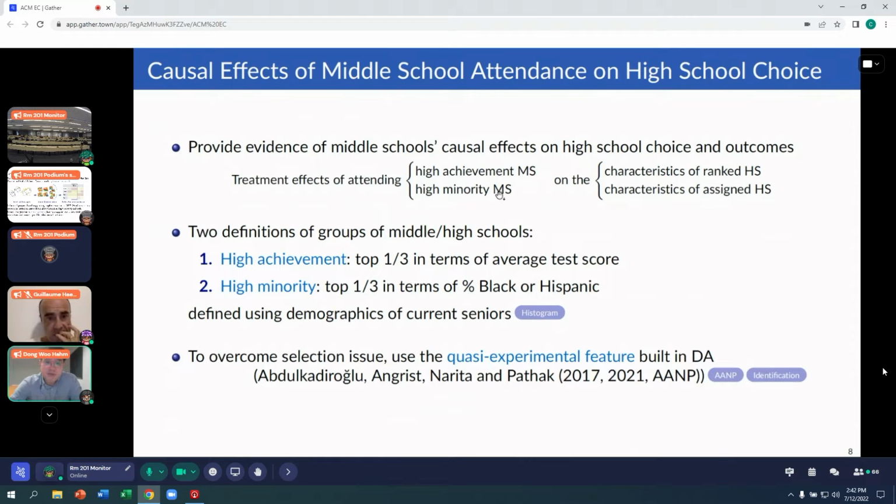But here, the treatment variable, attending some middle school, is a result of students' middle school choice, and hence there's going to be a selection bias. To overcome this, we use a quasi-experimental feature built into the centralized assignment mechanism. And to do that, we use the framework of Abdulkadiroglu, Angrist, Narita, and Pathak, which uses the tie-breaking rule I mentioned in the introduction.